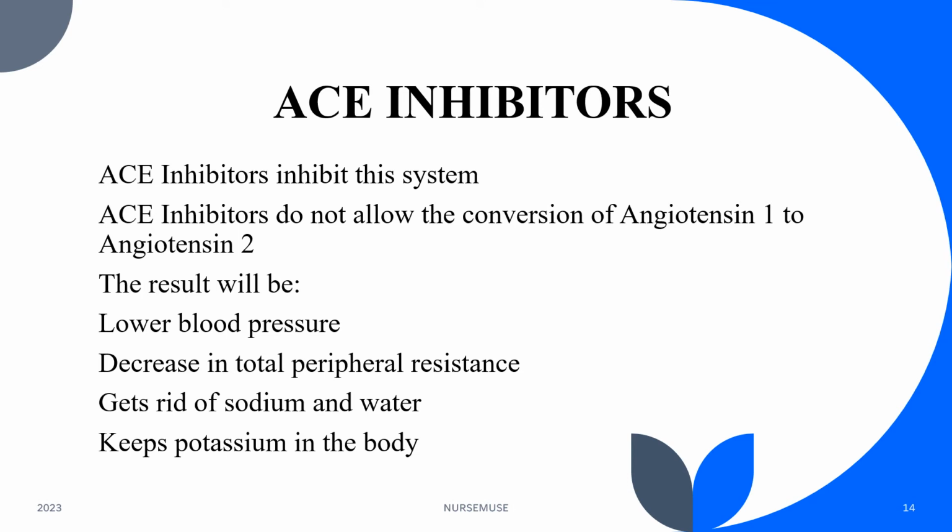When we give an ACE inhibitor, we want to stop this from occurring. So we do not allow the conversion of angiotensin 1 to angiotensin 2. So if we think about what angiotensin 2 does and we don't allow that to happen, our results are going to be a lower blood pressure and decreased total peripheral resistance. We're going to get rid of the sodium and water, and we're going to keep potassium in the blood.